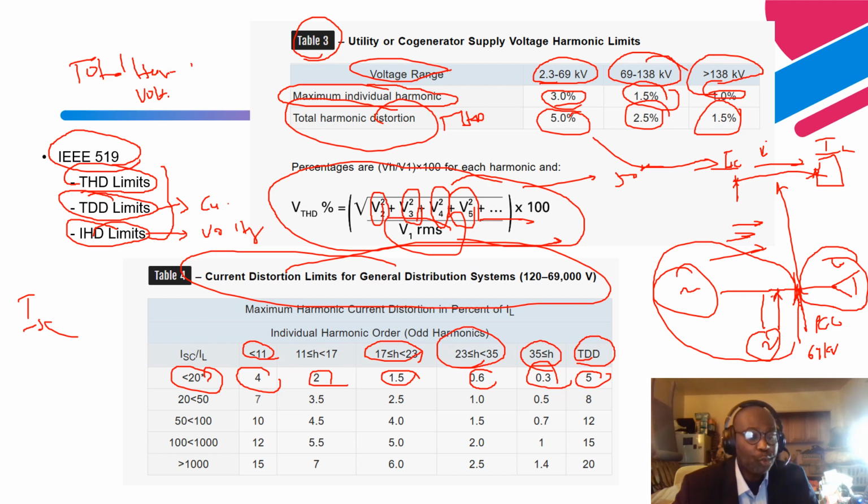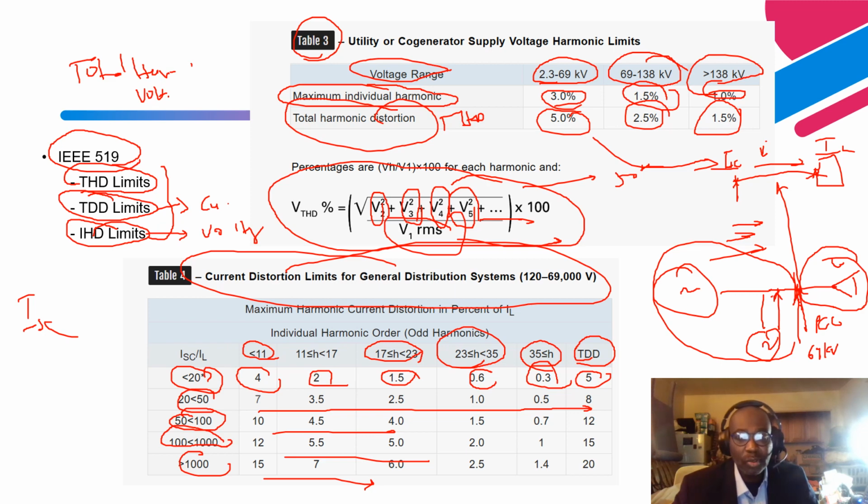Then between 20 to 50, this is the criteria that it is telling you for you to meet. Then between 50 and 100, this is the criteria. Then 100 to 1000, this is the criteria. Then greater than 1000, this is the criteria.